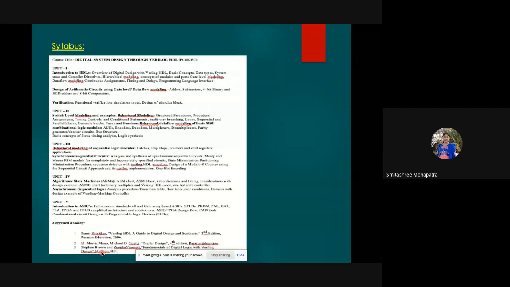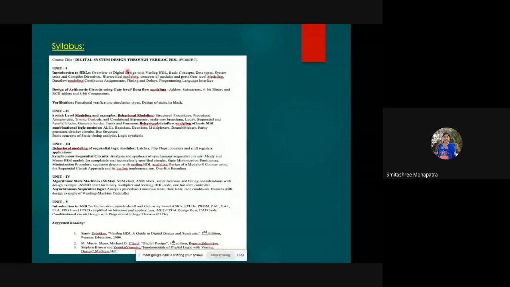Suppose some students want to do projects and things like that, this book will be very good for you. It is a little bit higher level, but it is a very good book. I have the soft copy of the Samir Panitkar book, and I'll share it with you today as the first suggested reading. I think the Stephen Brown soft copy is also available with me, so I'll share these two books with you. Just keep them with you.